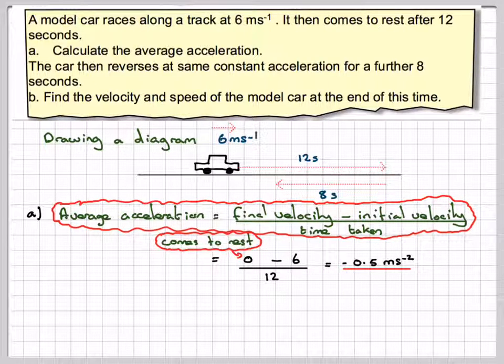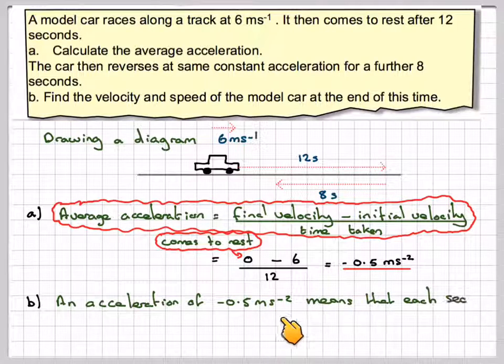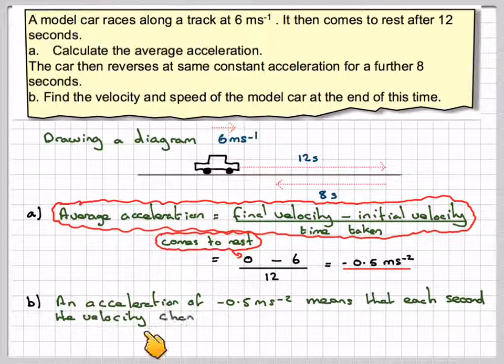The minus sign means that the car is actually decelerating, it's slowing down. So at this particular point, the car will come to rest. So the average acceleration of the car of minus 0.5 meters per second squared means that each second the velocity will change by minus 0.5 meters per second.